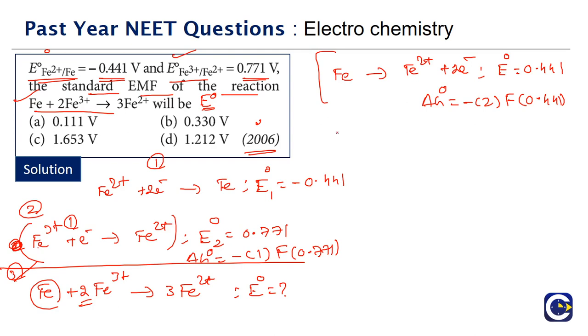So if you multiply the second equation by factor 2, what is it going to become? It will become 2Fe3+ plus 2 electrons gives rise to 2Fe2+. If you multiply the equation by a factor 2, the del G of that equation is also going to be multiplied by the same factor 2. Means it will also become equal to 2 times of this one, minus F into 0.771.